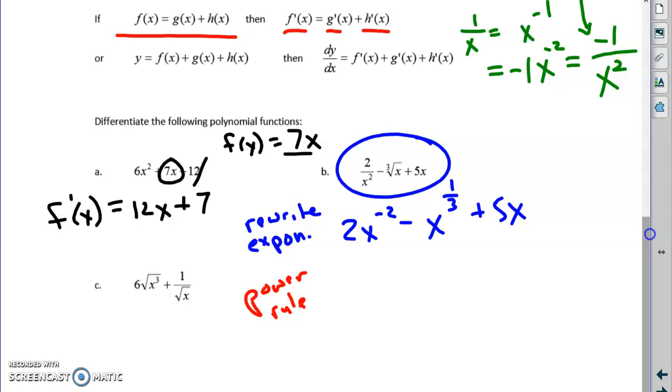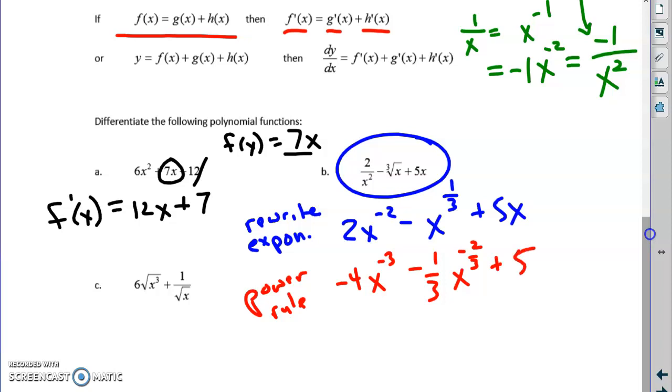Negative 2 times 2 is negative 4. x, be careful, negative 2 minus 1 is negative 3. Negative 1 times 1/3 is negative 1/3. x, 1/3 minus 1 is negative 2/3. Derivative of 5x is just 5.